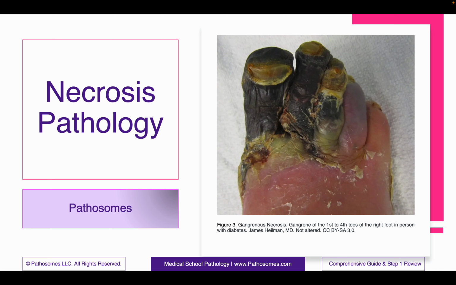If you're taking a look at this image here to the right, that's not my foot. Not at all. You're probably wondering what's going on. This is some serious gangrenous necrosis. You might hear it described as mummified, right? Mummified is a buzzword for gangrenous necrosis. Let's talk in detail about necrosis.